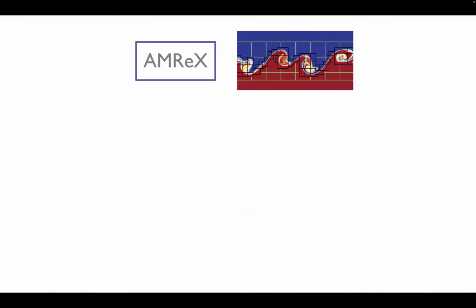Now, jumping to what we have here today, AsterX is the underlying software infrastructure that's been developed for massively parallel block structure AMR.